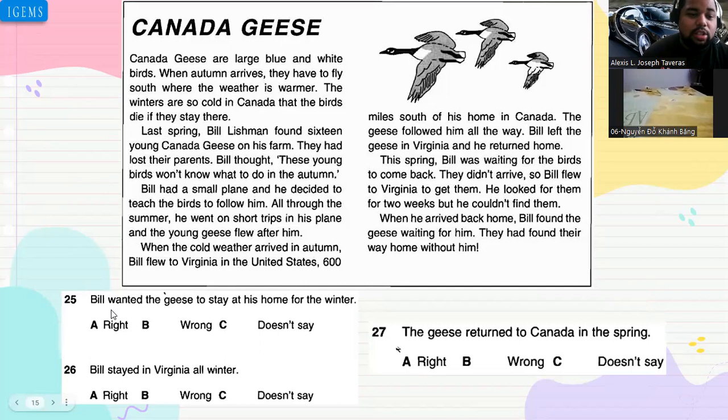Okay, so look at this. Let's continue. Bill wanted this guest to stay at his home for winter. A, right? B, wrong. C, doesn't say it. What's the answer? Why don't you listen to me? Wrong. Bill stayed in Virginia all winter. Wrong. The geese returned to Canada in the spring. Right.